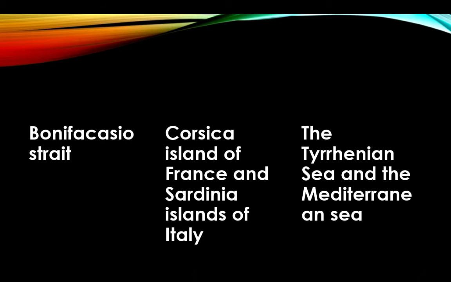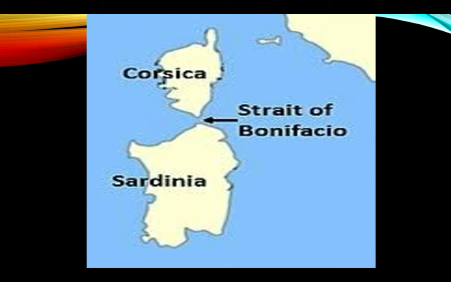Let's move on to the Bonifacio Strait. The two landmasses are Corsica Islands of France and Sardinia Islands of Italy, and the water bodies connected by this strait are Tyrrhenian Sea and the Mediterranean Sea. So in the north we can see there is Corsica, whereas in the south Sardinia, and in the mid we have Strait of Bonifacio.